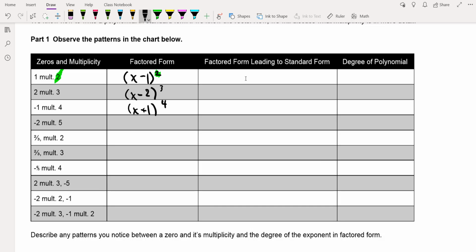I think you get it, so let's just do a couple more here real quickly. This would be x plus 2, and the multiplicity would be 5.